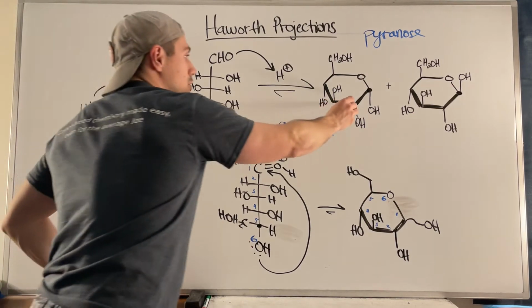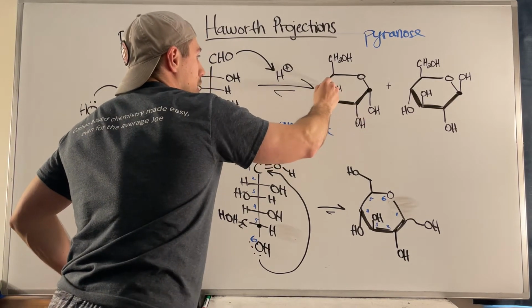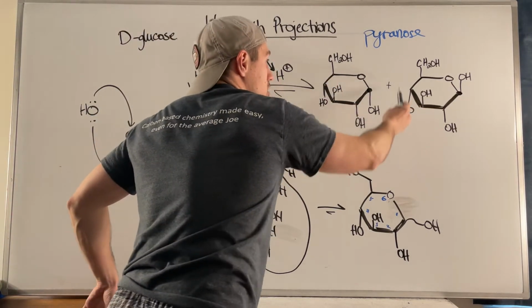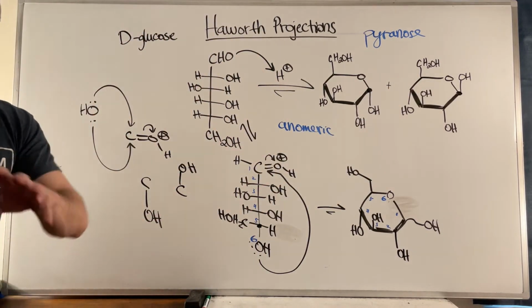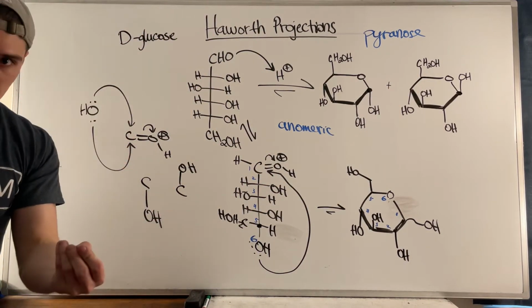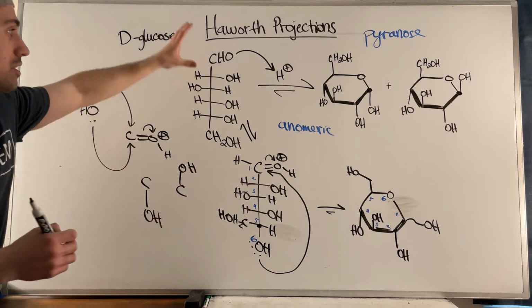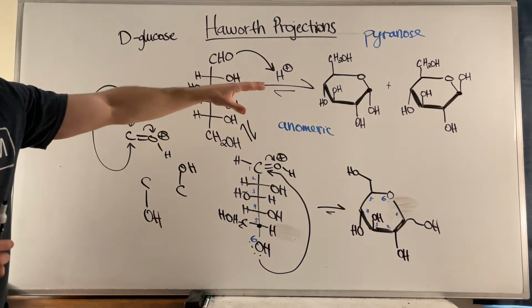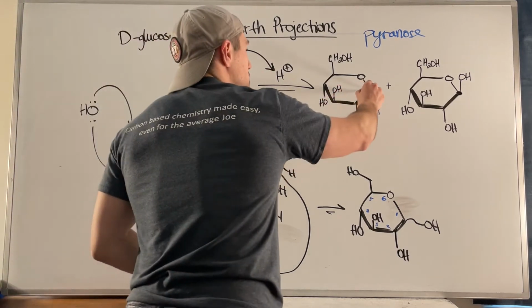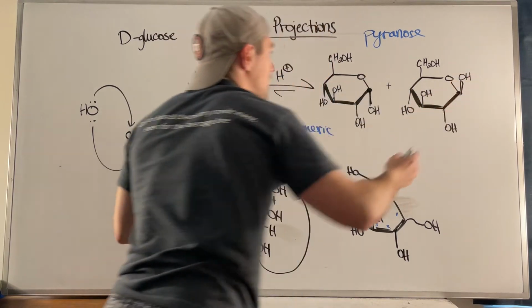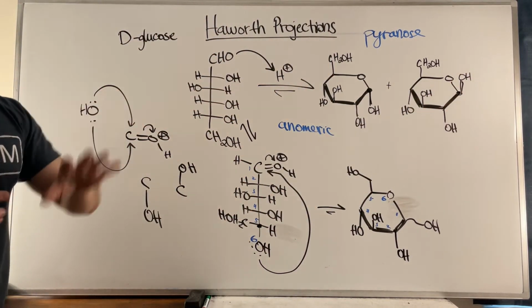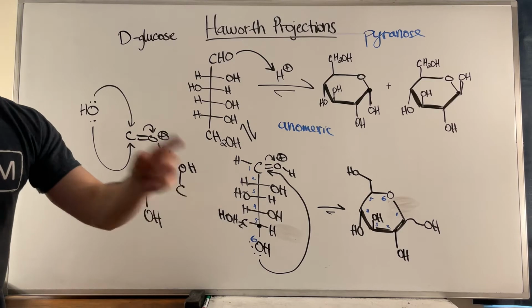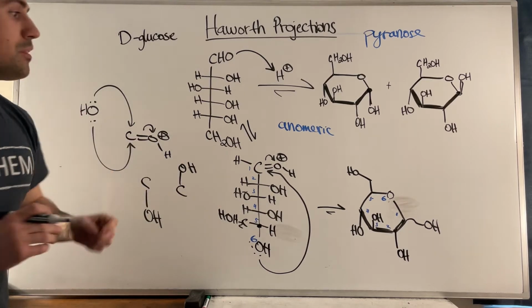It's everything else, right? It's this down OH, it's this up OH, it's this down OH that you also see in this structure. That is what defines D-glucose, whether it's in a straight line form or its cyclic form. So this change, this being down or this being up, definitely gives the sugar different properties. However, you still have D-glucose. It's just a slightly different version.